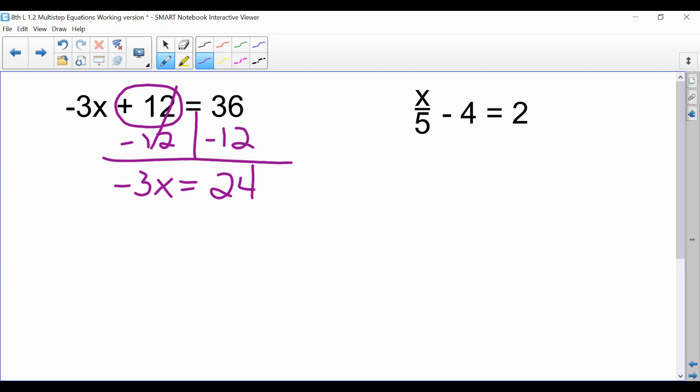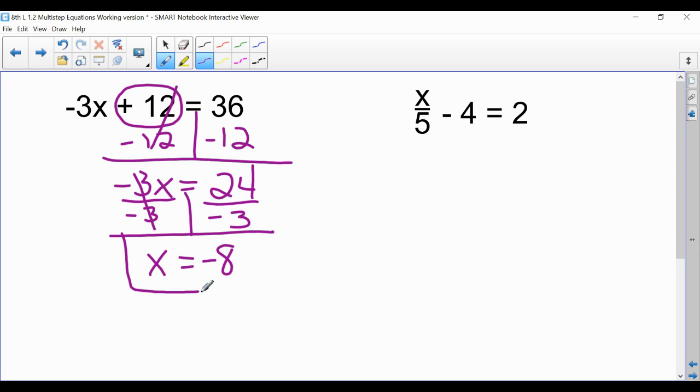Then the next step is to multiply or divide by the coefficient. So if we have negative 3x, that means multiplication. So to move it, we're going to use division. We'll divide both sides by negative 3. They'll cancel out. We're left with x equals, and 24 divided by negative 3 is negative 8. Positive divided by a negative is negative. So our final answer is x equals negative 8.